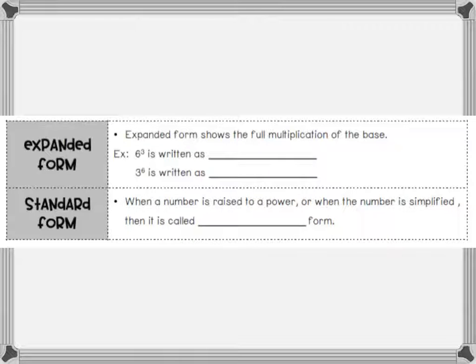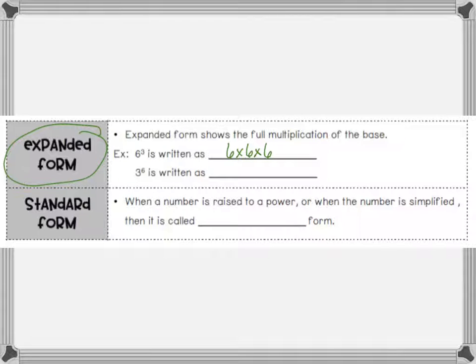All right, so now we're going to talk about expanded form. An expanded form is when you show the multiplication of that base. For example, when we have 6 to the third power, we would write it out as 6 times 6 times 6. That's expanded form, where you've written it out that you're multiplying that number by itself 3 times.